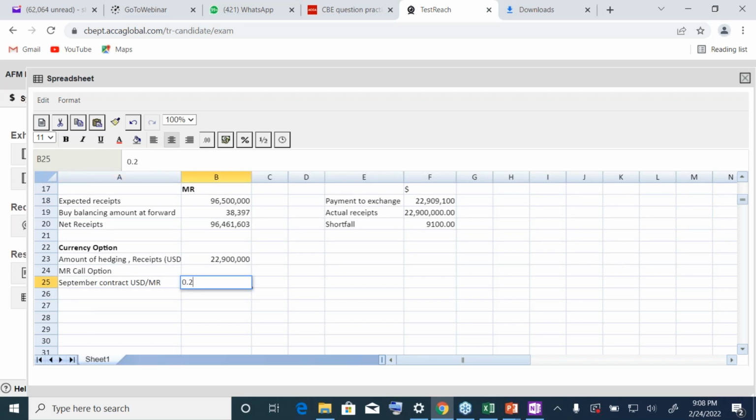Point 2368. Okay, now the number of contracts: 22.9 million divided by 0.2368, and then divide by 500,000. The result is 193.41, so we will write 193. Round down the contract. It will be under hedging.